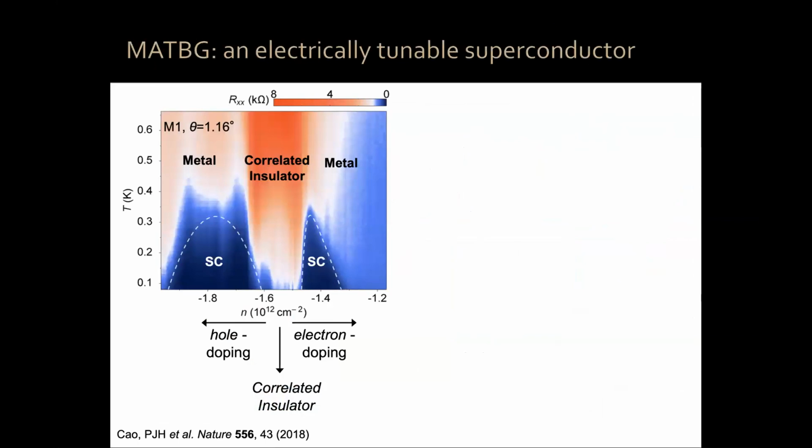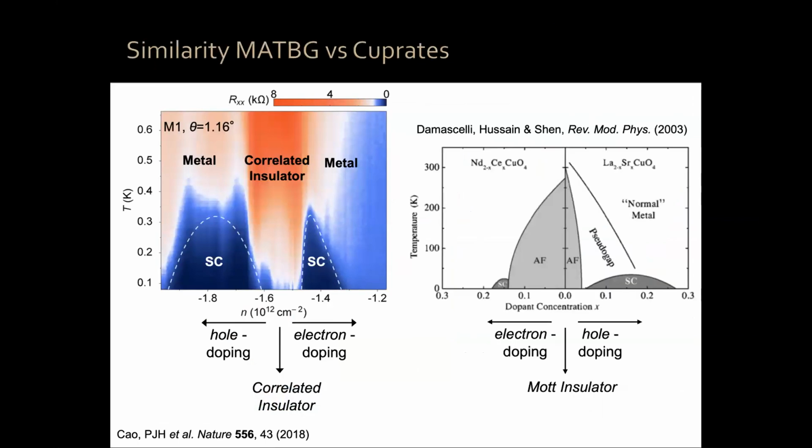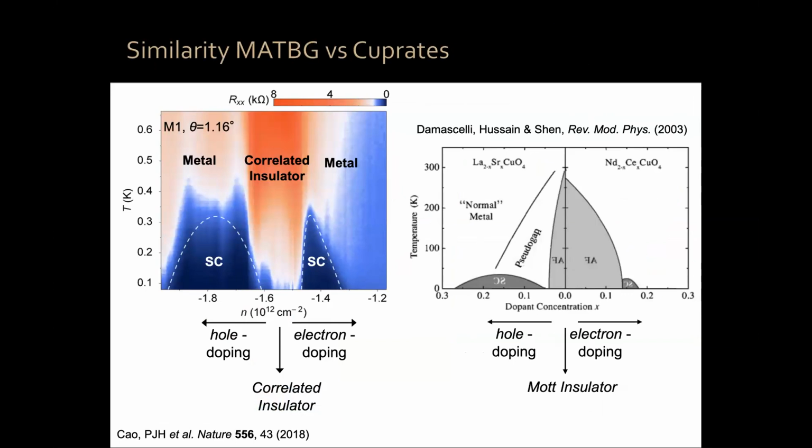When my students showed me this data, the first thing I thought of is the hundreds of times that I have seen data like this. Let me flip these axes so that they're now in the correct orientation. In the cuprates, zero doping means 1 electron per copper atom, per unit cell. You have a Mott insulator, you dope with holes, you have a big superconducting dome, you dope with electrons, you have a small superconducting dome. In magic angle twisted bilayer graphene, you have a correlated insulator at 2 holes or 2 electrons per unit cell.